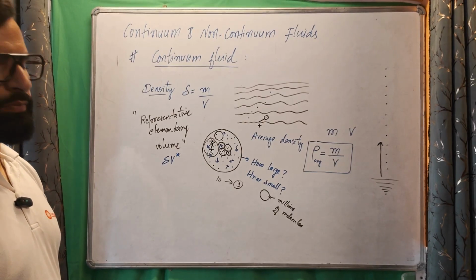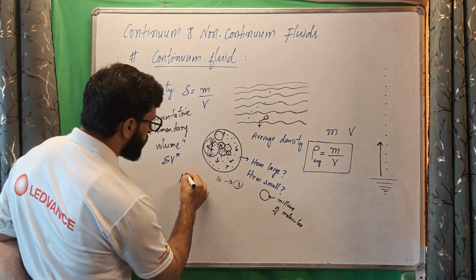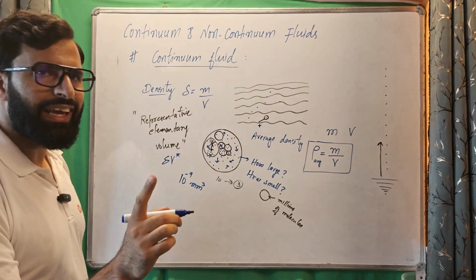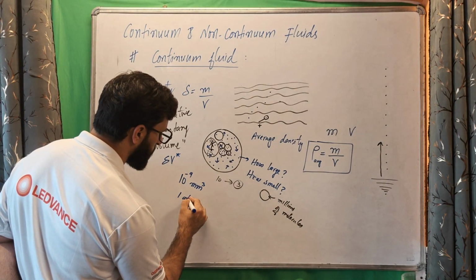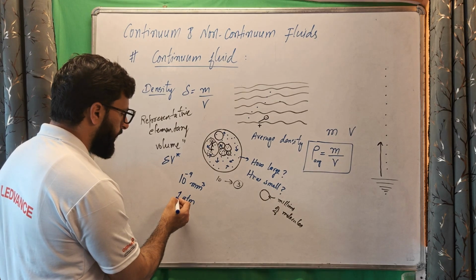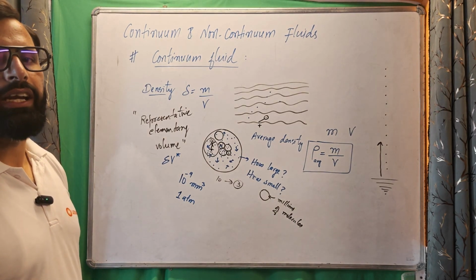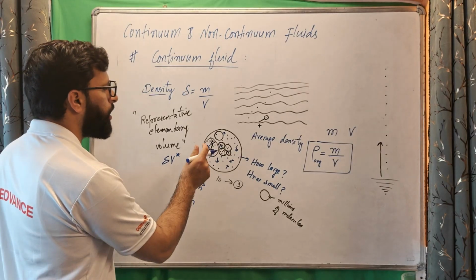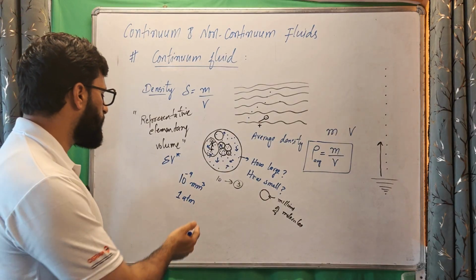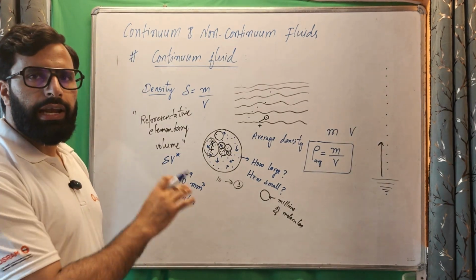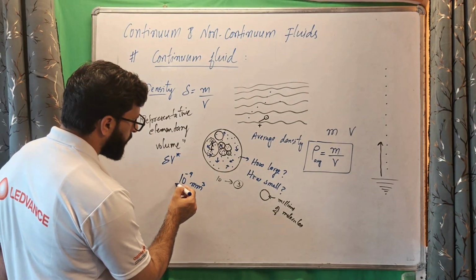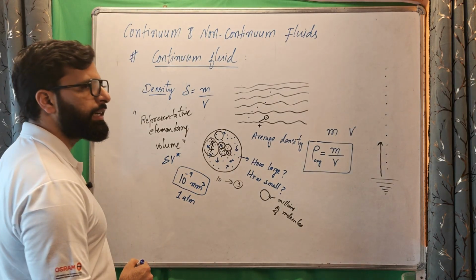Now, how much is this volume? This volume is 10 raised to the power minus 9 millimeter cube for all liquids, and for all gases at 1 atmosphere pressure, because for gases this intermolecular spacing, or how many molecules will be in a particular volume, highly depends on the pressure. So in case of gases, we'll always specify the pressure. In case of liquids, at any condition, and in case of gas at 1 atmosphere, that representative elementary volume is 10 to the power minus 9 millimeter cube.